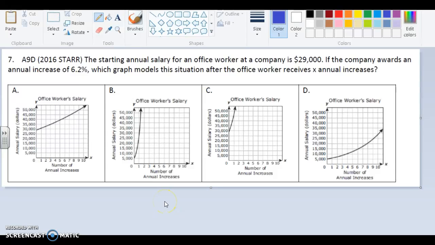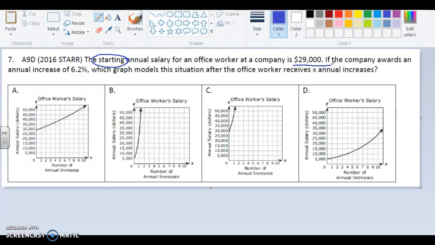All right, guys, we got some word problems and reading a graph again. Let's start by marking the text. We see that the starting, I like that word because that tells me initial. Starting annual salary for an office worker at a company is $29,000.